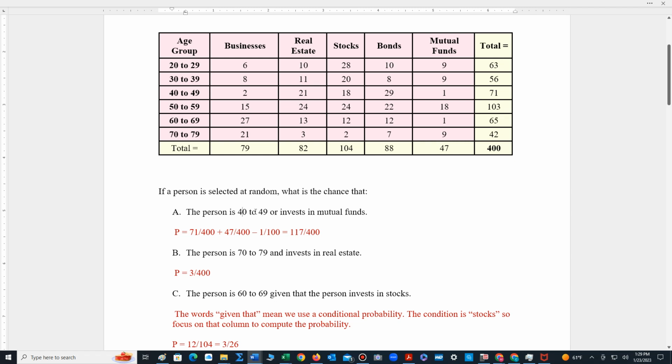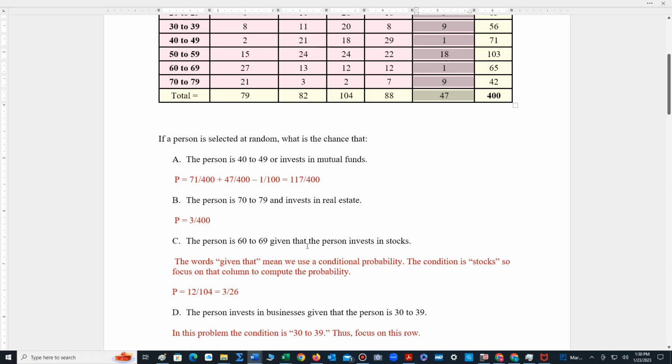First, we compute the chance that someone is between 40 to 49. Well, between 40 to 49, there's 71 people. So 71 out of 400. Remember, or means to add, so plus. How many people invest in mutual funds? 47 do, so 47 out of 400. But we have to be very careful because we're double counting this one person who's 40 to 49 and invest in mutual funds. So make sure to subtract out 1 out of 400 to get an answer of 117 out of 400.